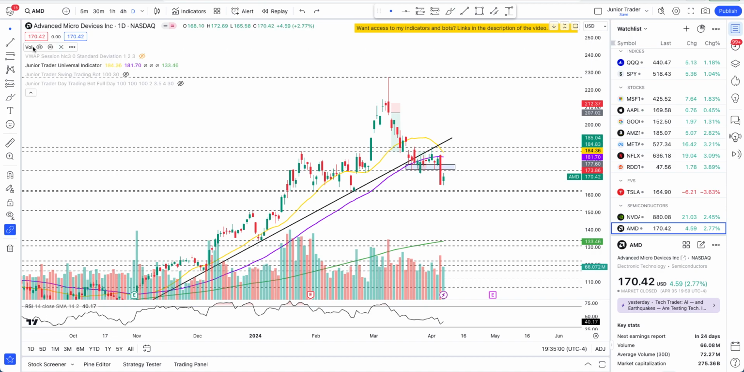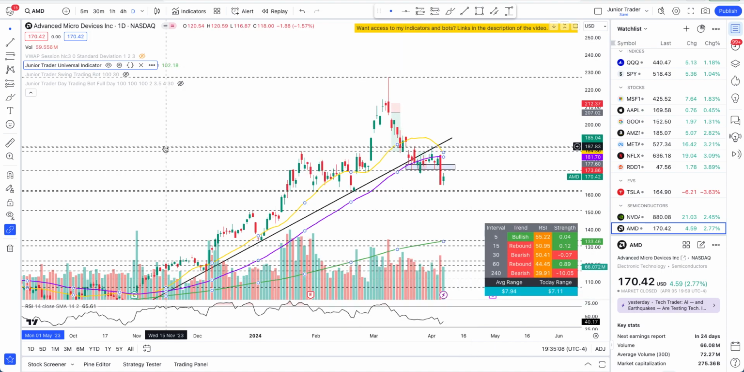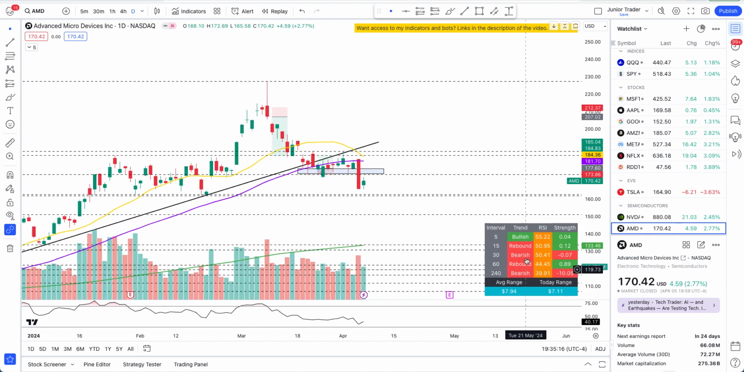And something that you are not seeing here right now that I turned off in my previous video is the dashboard here. Let me turn that on. If you need access to my tools, links in the description below. I have 2 trading bots, 2 indicators, and Wall Street alerts. Links to all the tools are in the description below. And here I'm seeing mostly we are bearish on my dashboard across different intervals, or just rebounding.